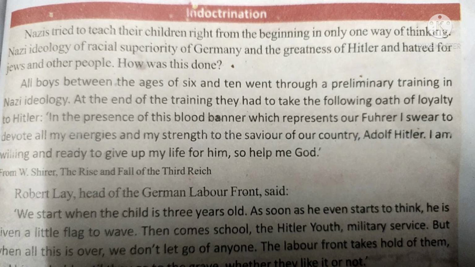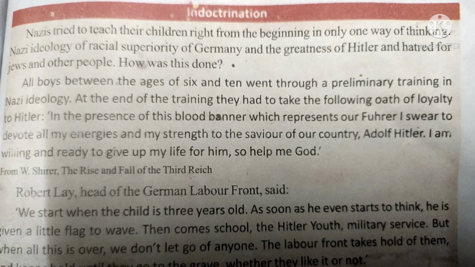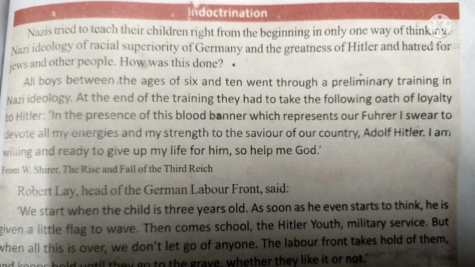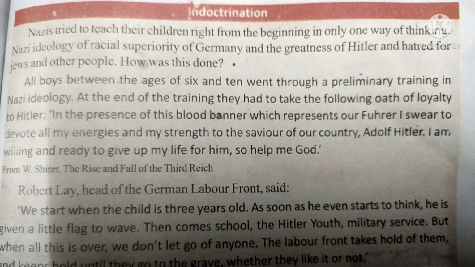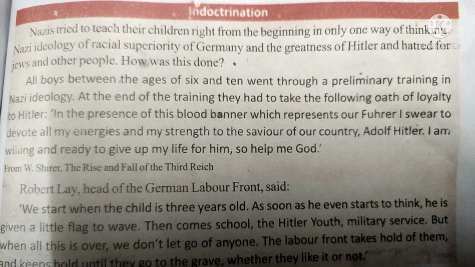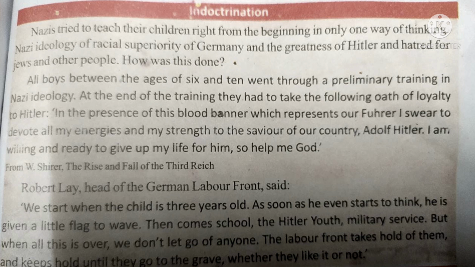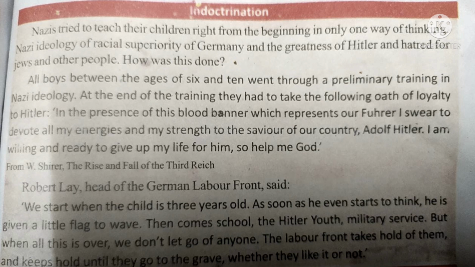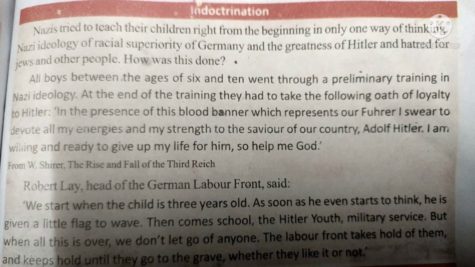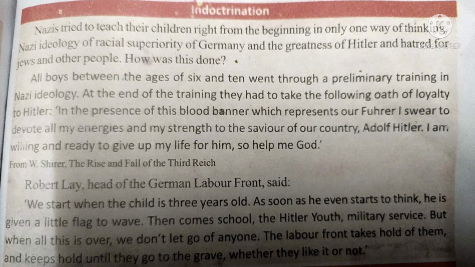Nazis taught their children the ideology of racial supremacy of Germany, the greatness of Hitler and hatred for Jews and other people. All boys between the ages of 6 and 10 went through a preliminary training in Nazi ideology. Speeches were made after the end of the training: in the presence of this blood I vow to dedicate all my strength to the savior of our country, Adolf Hitler.